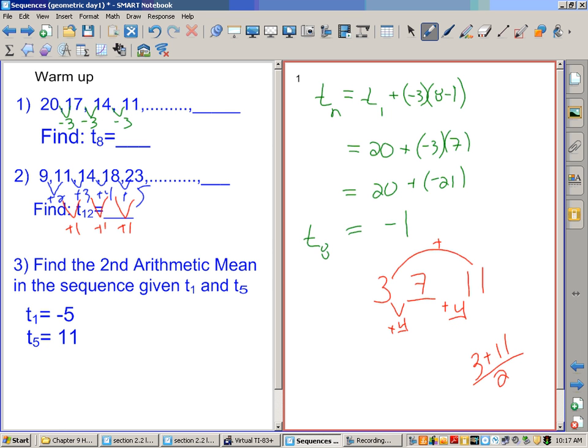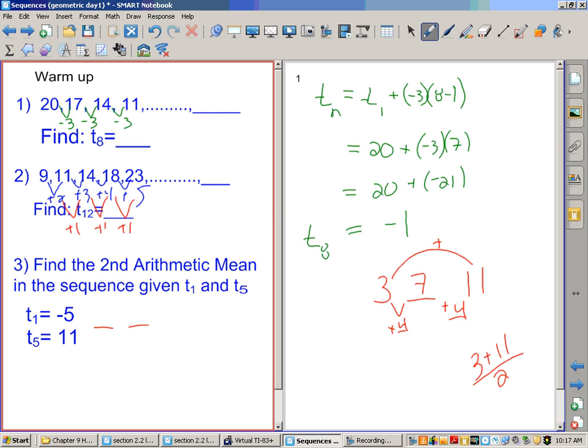Well, that's essentially what we're doing down here, but I didn't give you that. I gave you the first term, and I gave you the 5th term. I gave you this is negative 5, and I gave you this is 11. I wanted to know the second term. That's what it says, the second arithmetic mean. That's what we were talking about when we said means. So I want to know t sub 2. Can you find t sub 2 in one step? No. What do we actually need to find first? The middle mean, t sub 3, the middle one right here.